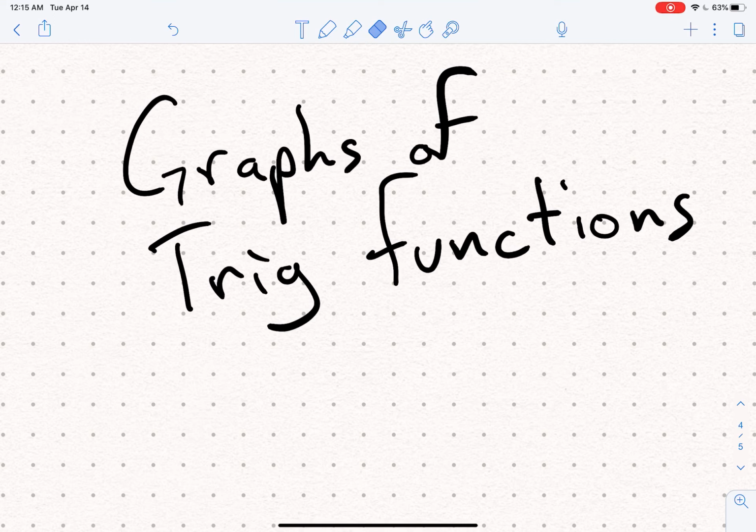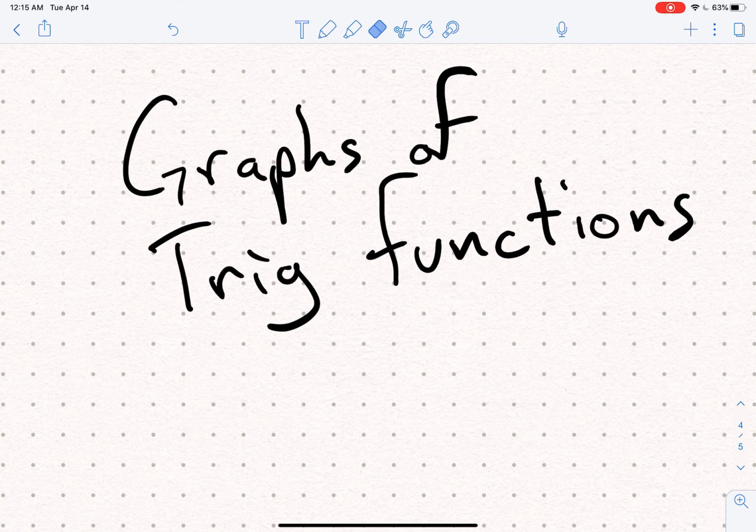Okay, folks, let's talk about the main idea of this section of this lesson. The main new idea is looking at the graphs of the trig functions, starting with the graphs of the basic trig functions, sine, cosine, and tangent, and then looking at what happens when we modify them in various ways.